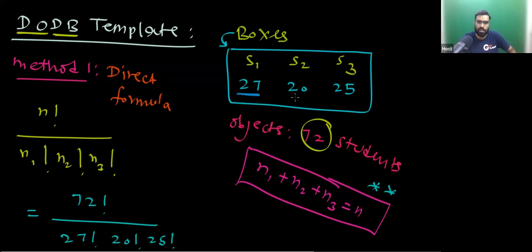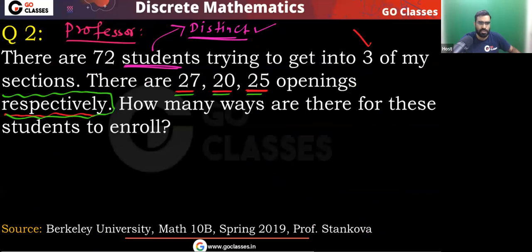S1 needs 27, S2 needs 20, S3 needs 25. Okay, and this is given to you because in this question we are using this word respectively. There are three sections, and these many openings are there. We have these many openings respectively.